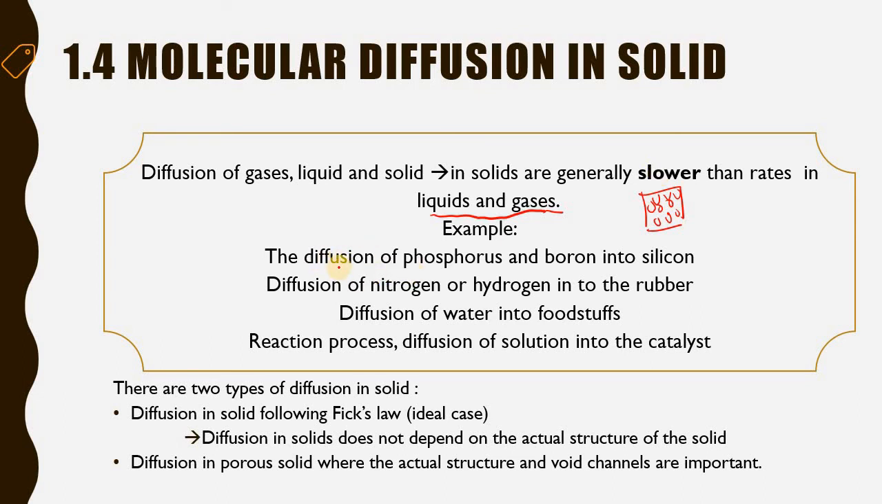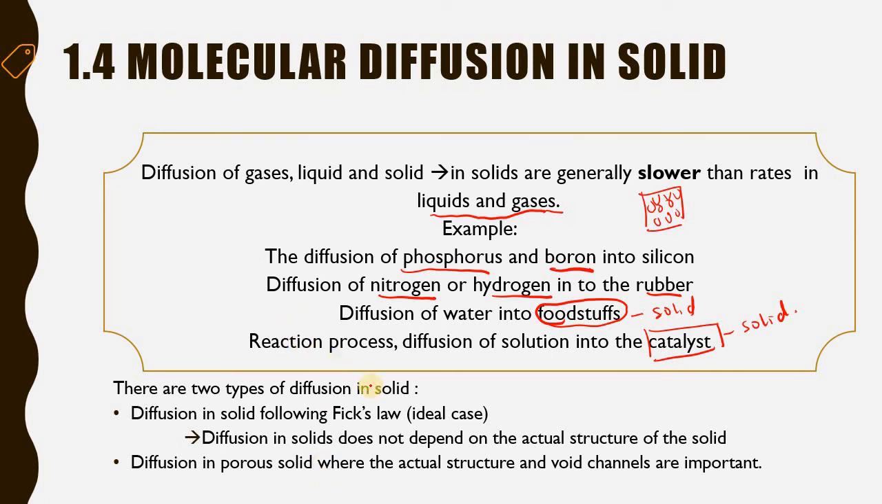This is an example of diffusion in solid: the diffusion of phosphorus and boron into silicon, the diffusion of nitrogen or hydrogen in rubber, and the diffusion of water into foodstuff. Foodstuff is usually solid. Another is the reaction process, or diffusion into the catalyst. The catalyst that we use is usually solid. So diffusion in solid actually exists.